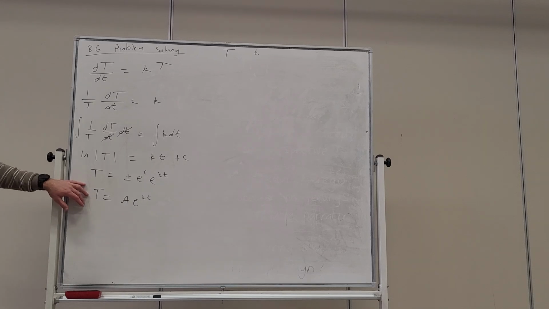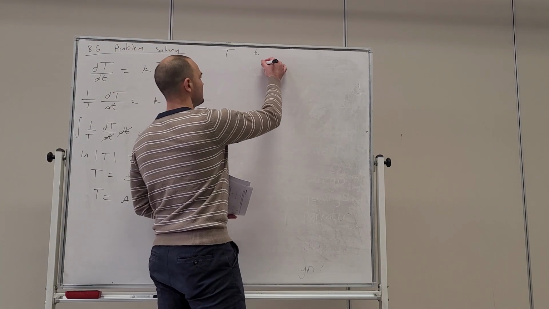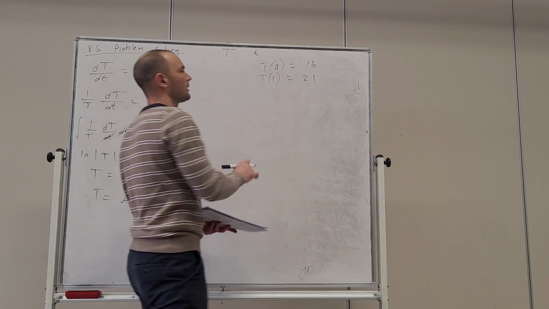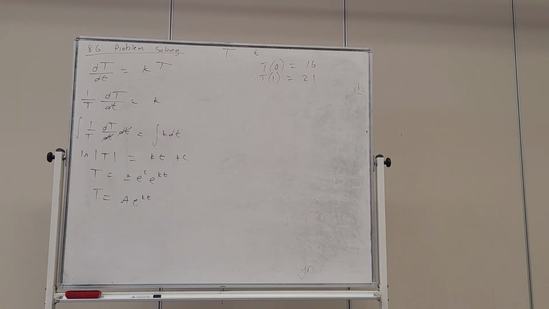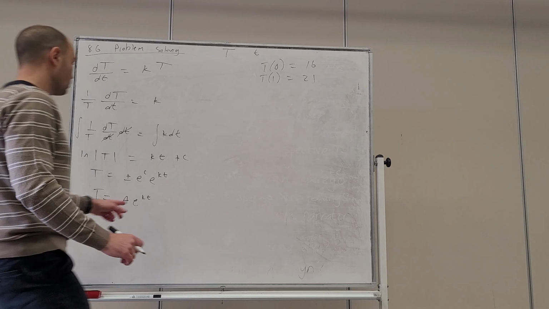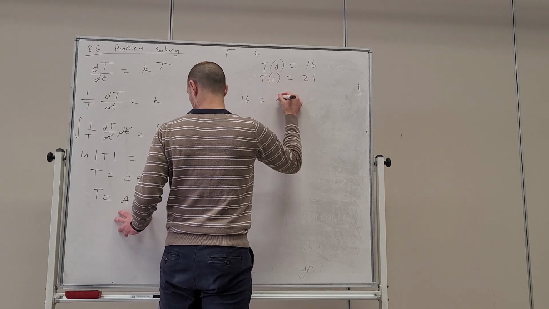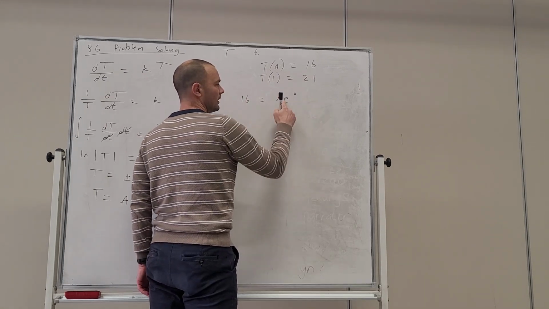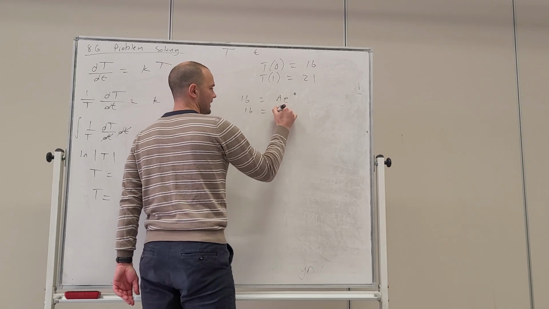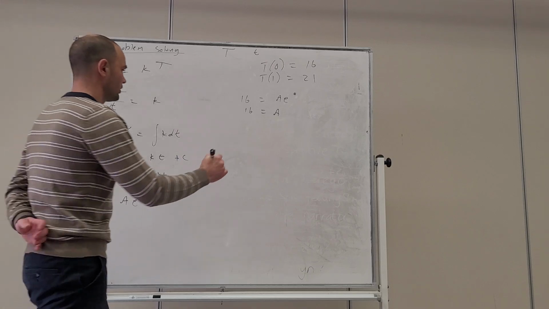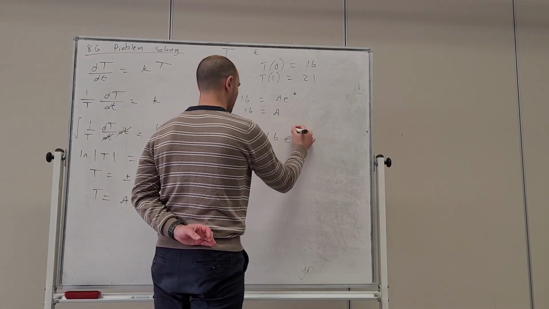So we've got this temperature equation, and now we're going to use the information we're given in the second sentence to solve through. So we have T of 0 is 16, and we have T of 1 is 21. So we're going to plug both of those values in to solve for A and for k. So when I put in 0 and 16, I'll do that first. So we have 16 equals A e to the power of 0. e to the power of 0 is 1, so we have A is 16. Alright, so therefore our temperature equation is 16 e to the kt.